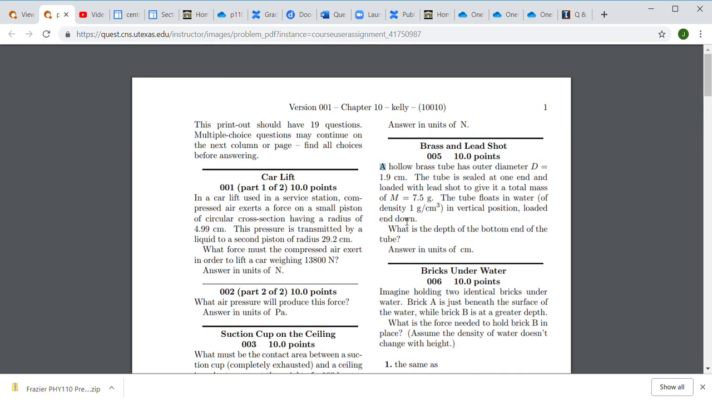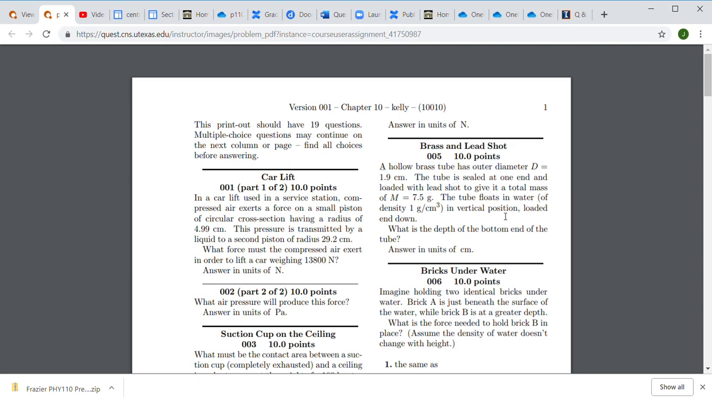Problem 5. A hollow brass tube has an outer diameter that's given. The tube is sealed at one end and loaded with lead shot, so it has a total mass of 7.5 grams, including the lead shot and the tube combined. The tube floats in water of density 1 gram per cubic centimeter. Yes, we already knew the density of water, but it is told that it's water here.